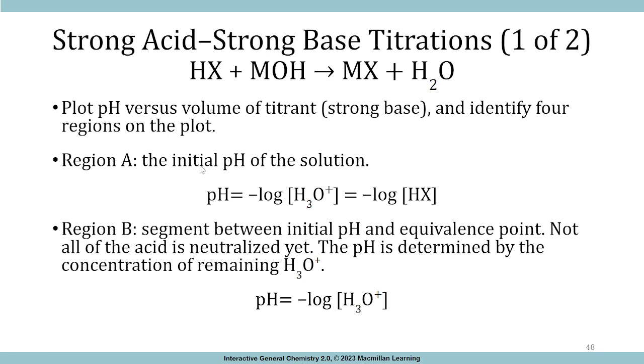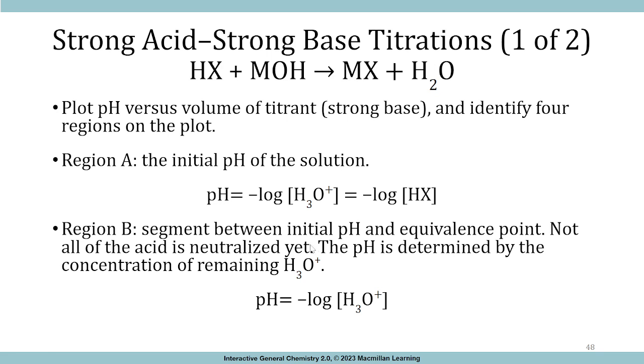Region A is going to be the initial pH of your solution, before you add anything. To get the pH for that region, you take pH equals negative log of your H plus concentration. Because we have a strong acid, whatever concentration of strong acid we have is our H plus concentration.